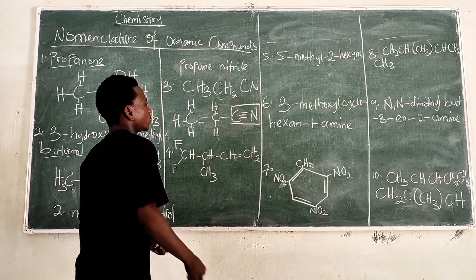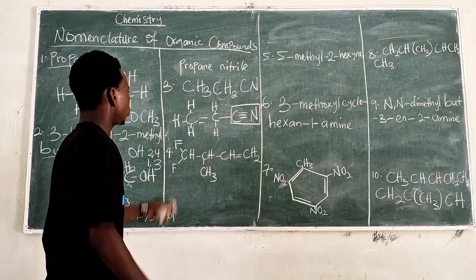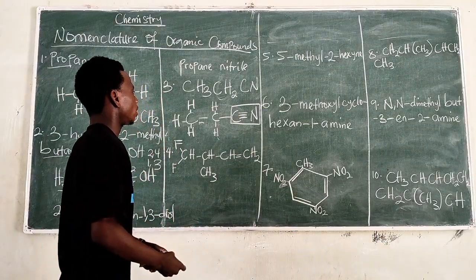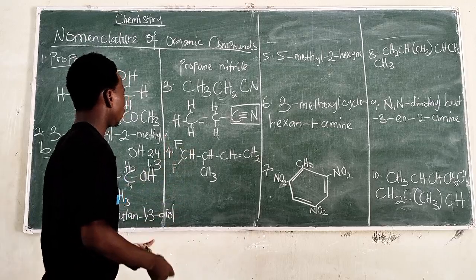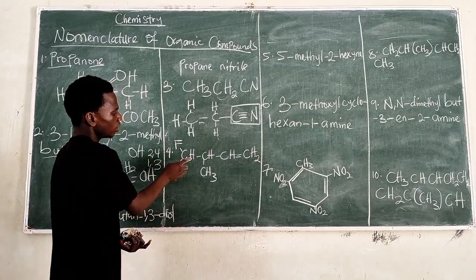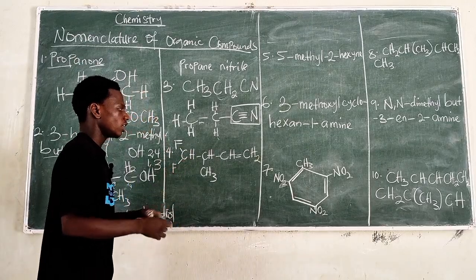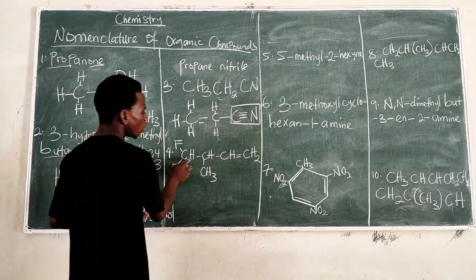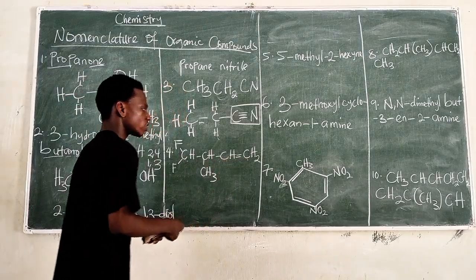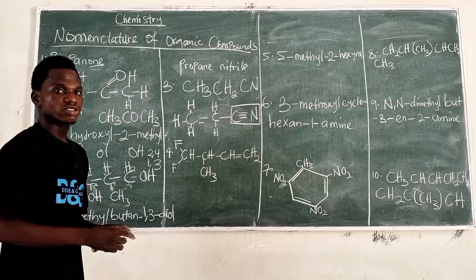The name of this particular structure becomes propane nitrile. So that's all for number 3. For number 4, we have the longest continuous carbon chain in this particular structure to be 1, 2, 3, 4 carbon atoms. That is our longest continuous carbon chain.